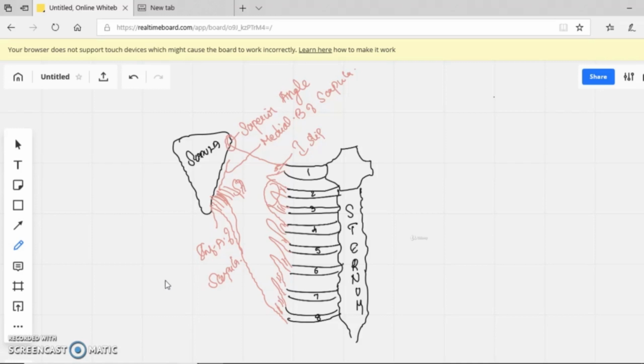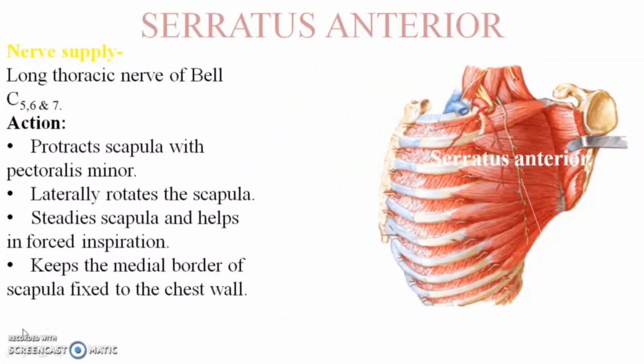Now we will move on to the nerve supply and action of this particular muscle. Talking about the nerve supply of the serratus anterior, it is supplied by the long thoracic nerve, which is otherwise known as the nerve of Bell, which is coming from C5, C6 and C7 nerve roots. And coming to action, it is going to protract the scapula with pectoralis minor.